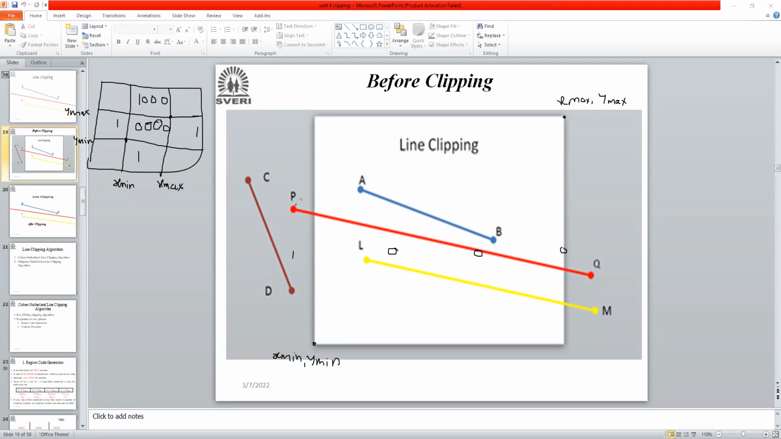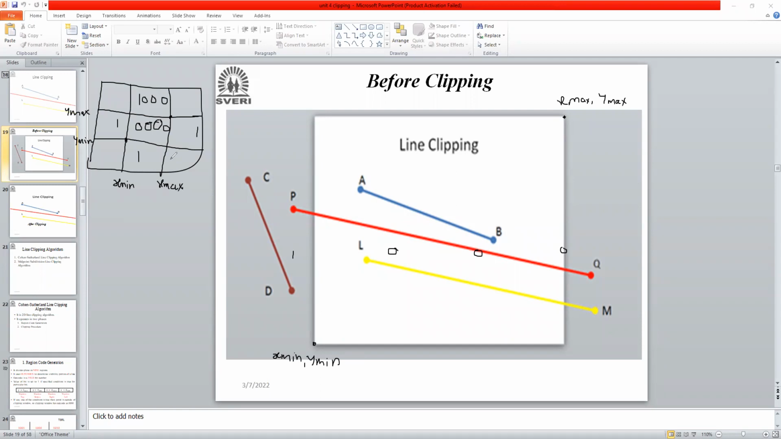Now I'm going to check the portion which is lying outside. So for that purpose, I will assign numbers to the areas which are around this clipping window. Around this clipping window, whatever area is available, I am going to divide it into a number of regions. Depending upon the location of that region, I will assign a 4-bit code to it, which is also called the out code. Okay.